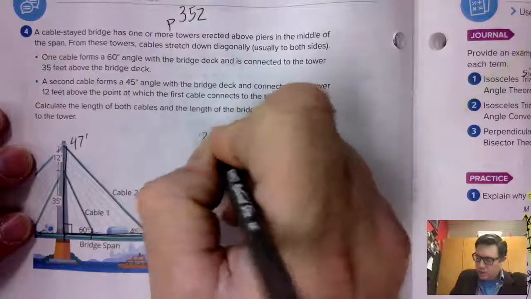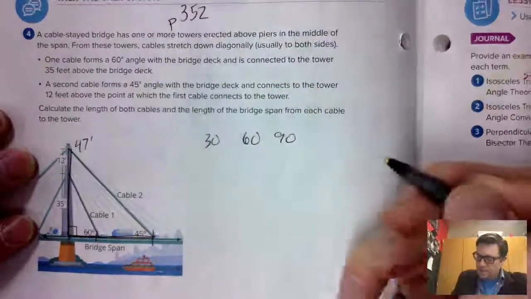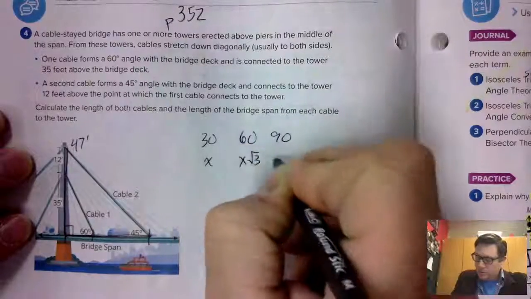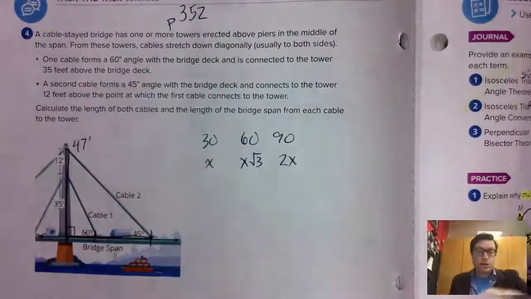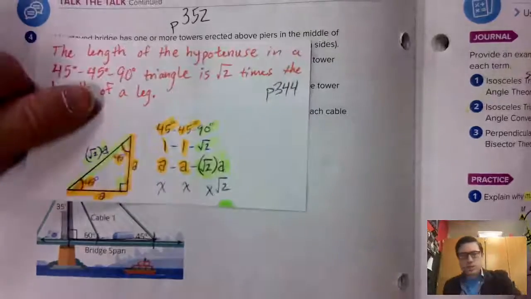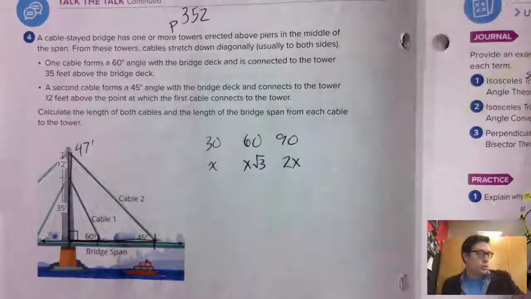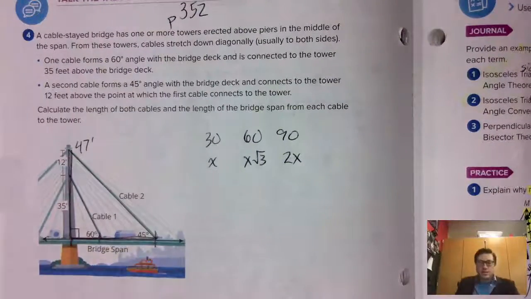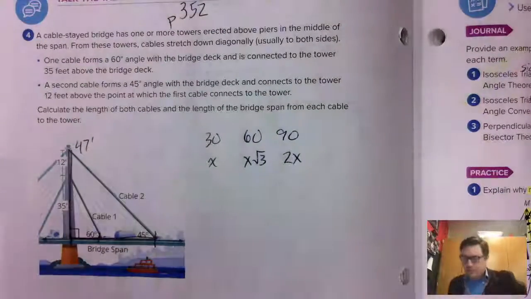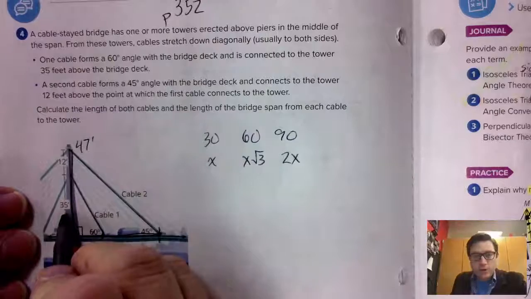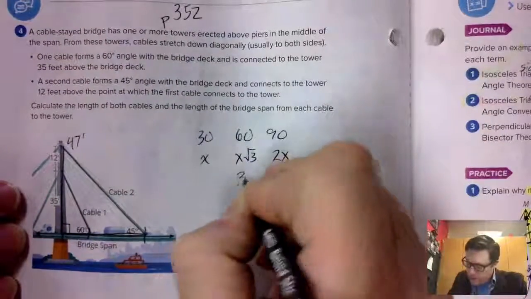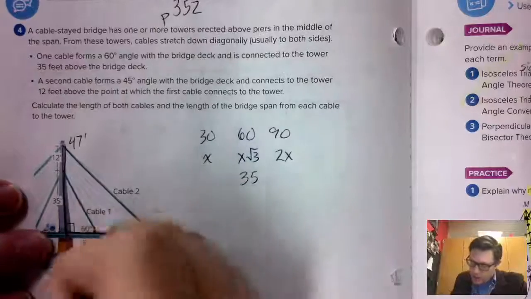So 30, 60, 90. And that would be x, x root 3, and 2x if I use the previous page. It's not using the a's and the root 2s or the a's and the root 3s like we did on the card, but it's using the x from the previous page 351. 35 is across from 60, so it goes in the 60-degree column. 35.